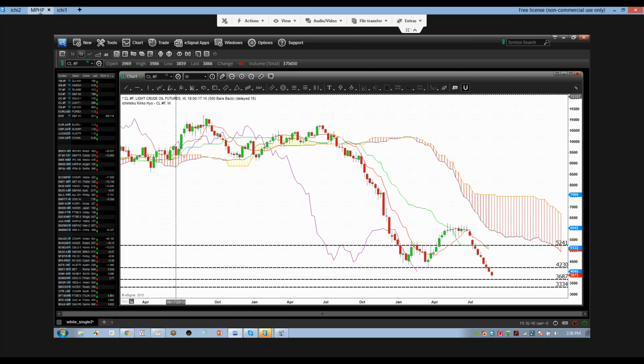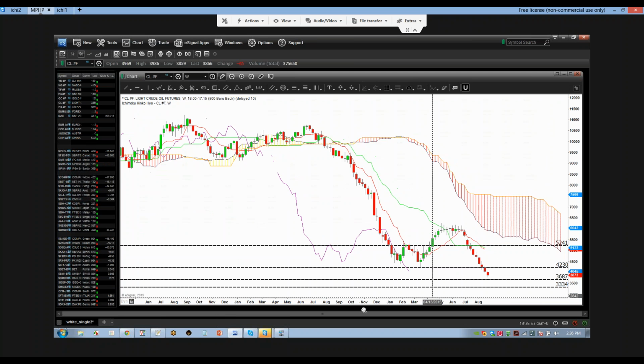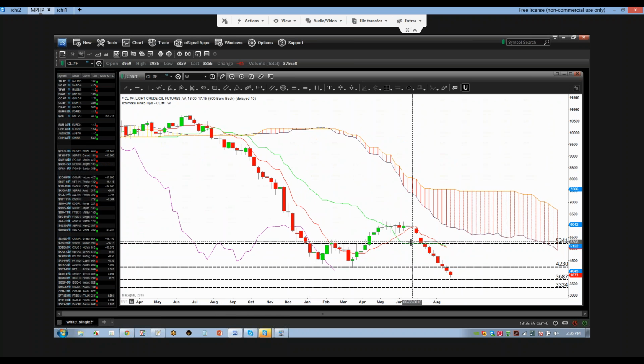So let me pull this up. So here's crude oil, and you could see there was a multiple time frame support here at 52.41, which is the green line here. When we broke below that on July 13th, 2013, we started blogging on Twitter and Facebook, everything, these support levels here.